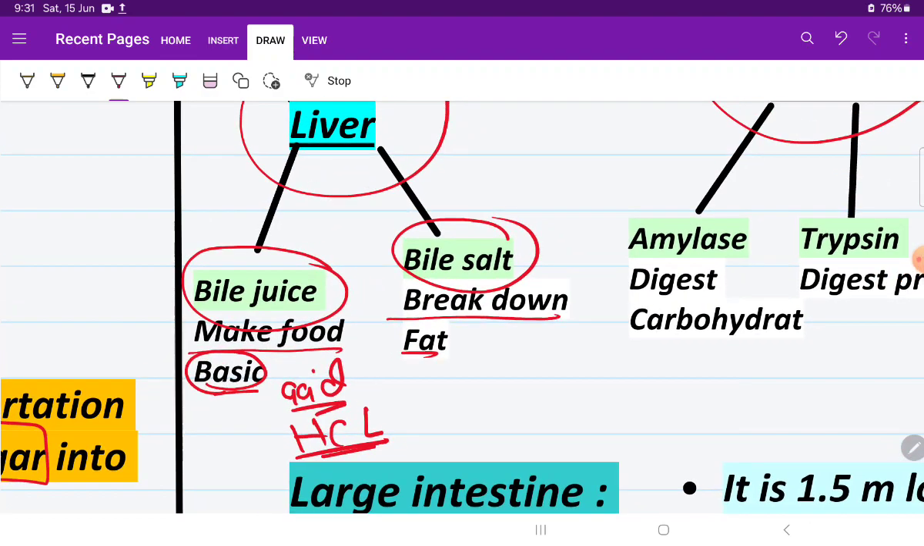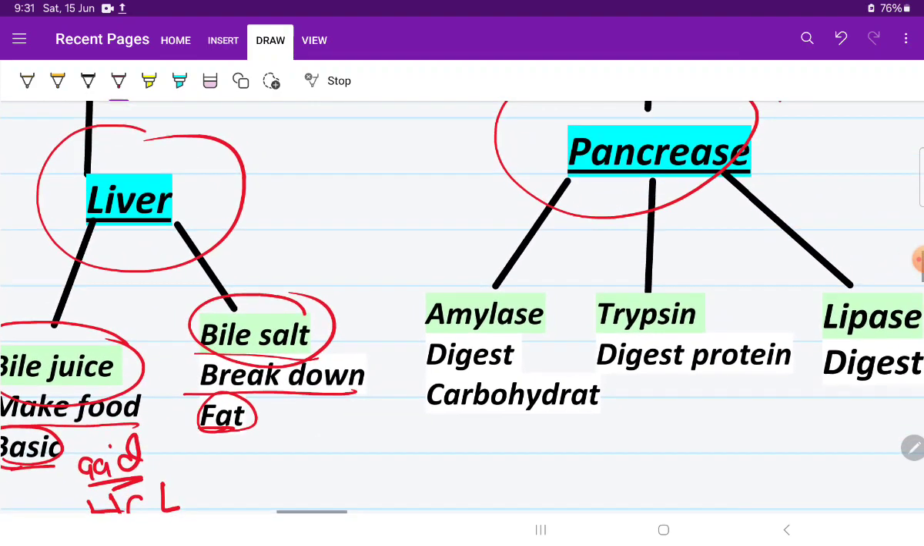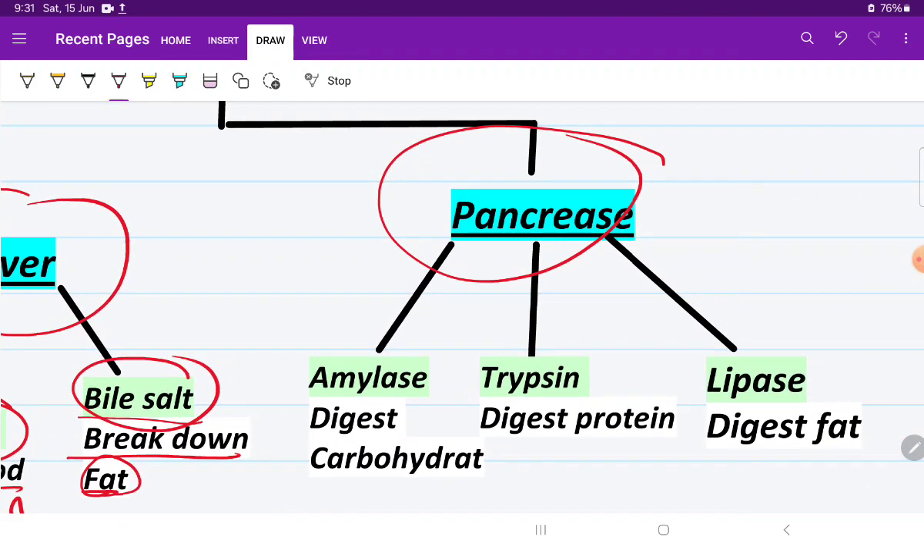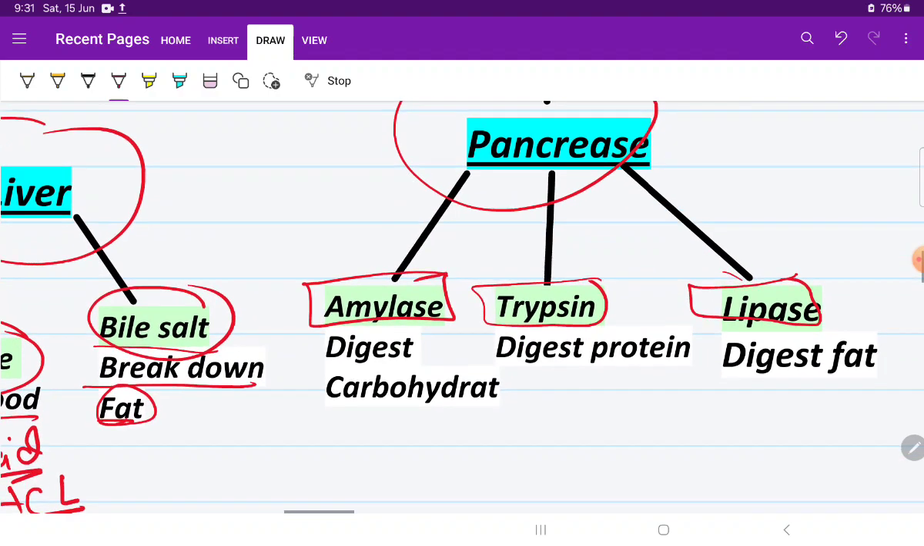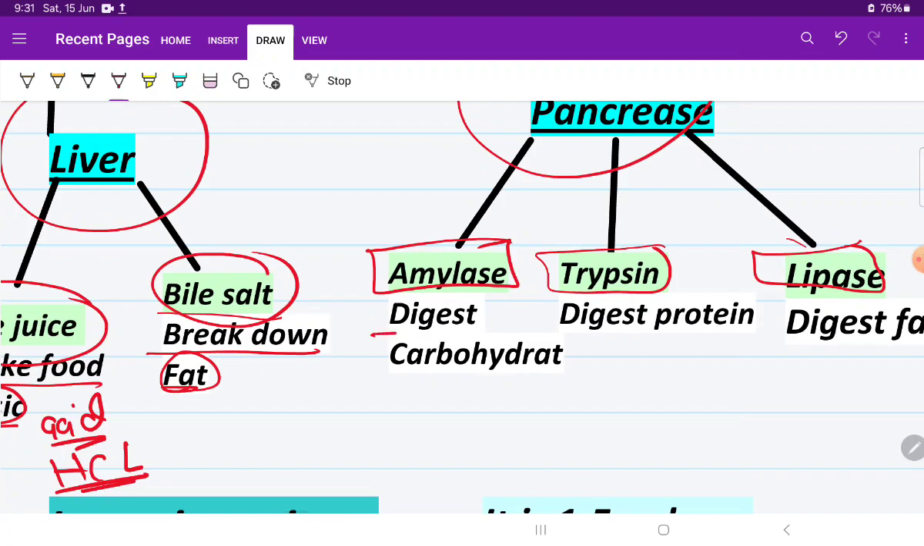Bile salt breaks down the fat molecules. Now let's see the pancreas. There are three things: amylase, trypsin, and lipase. Amylase digests the carbohydrate.